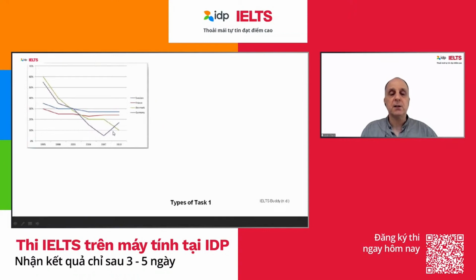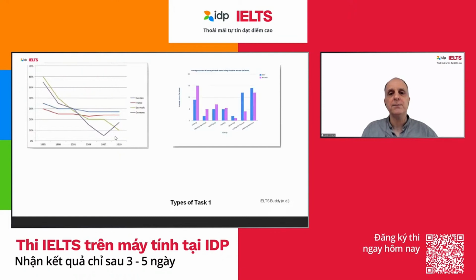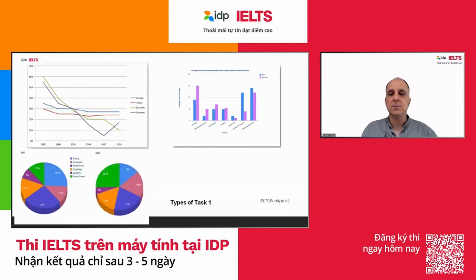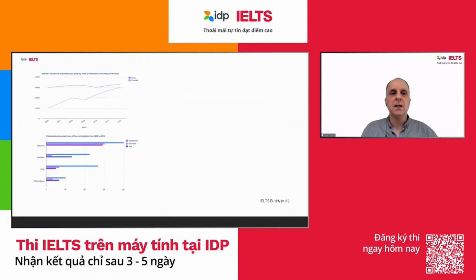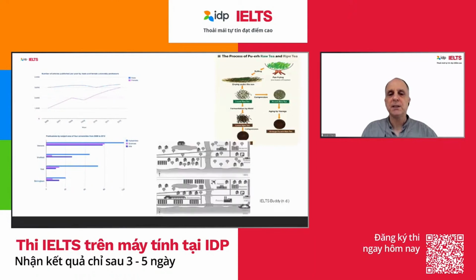So obviously, lots of the graphs that you're going to possibly get are the line graph, the bar chart, the pie chart, and the table. These are very common. All these tasks are quite common, so you can never predict what you will get. We have the mixed graph, we have the process, and the map. So we're going to go through some of these very briefly.